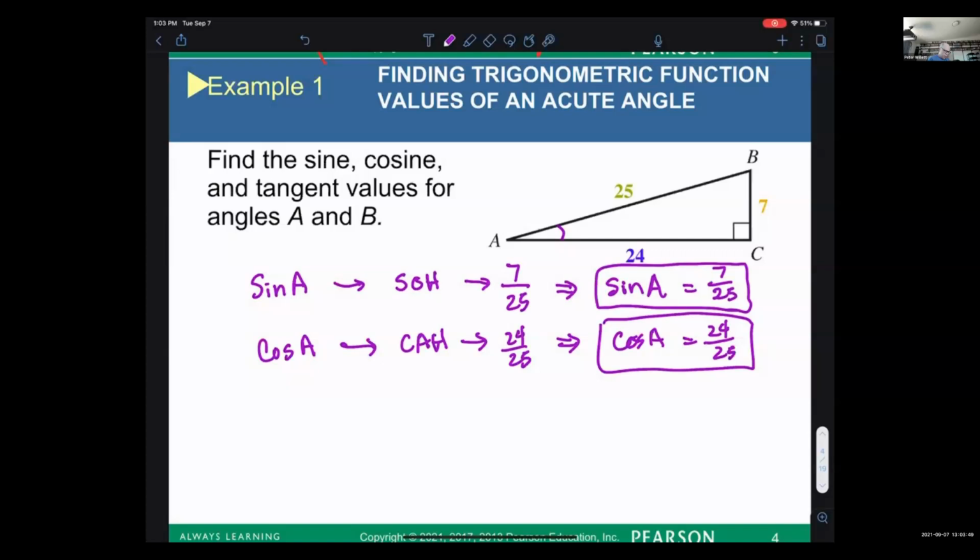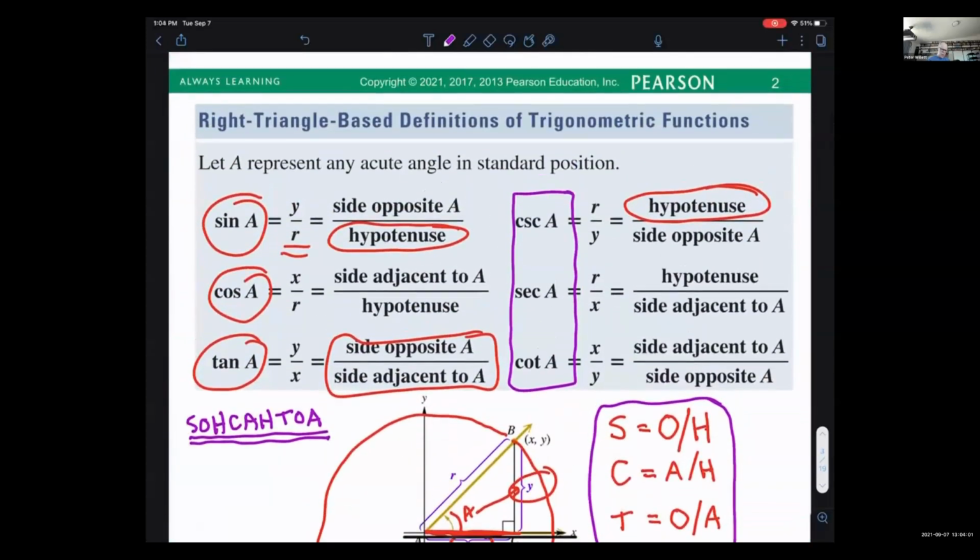Like, let's say we wanted to do cosecant of angle B, just to help us go through this idea in general. So we could go back up here and say, well, cosecant is the hypotenuse divided by the opposite.